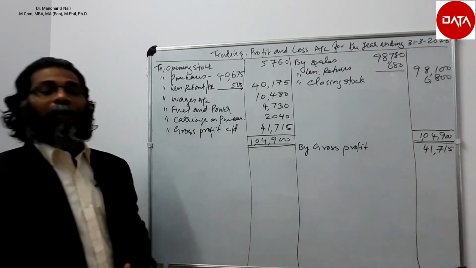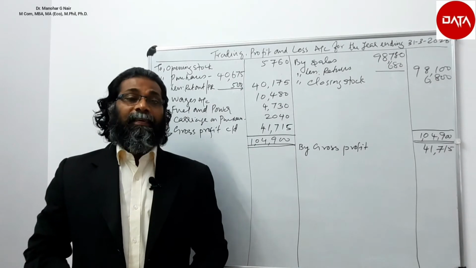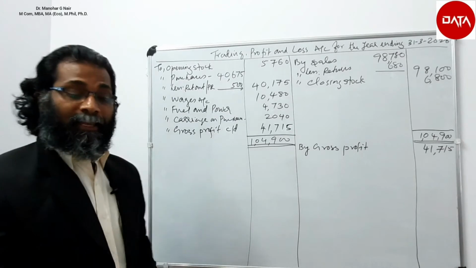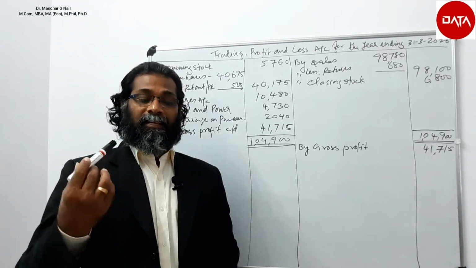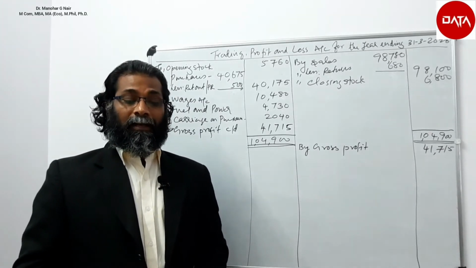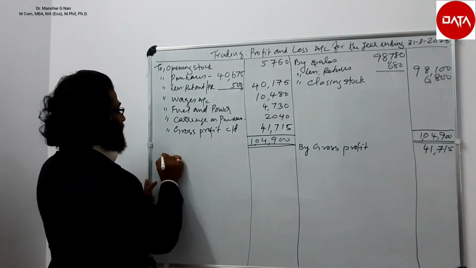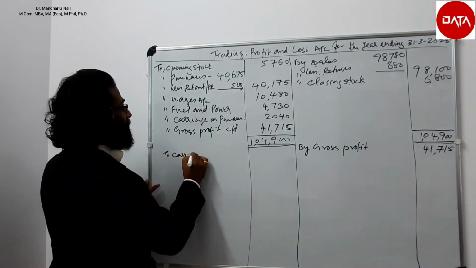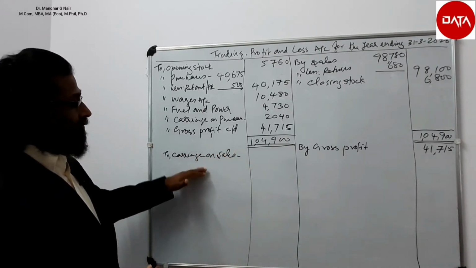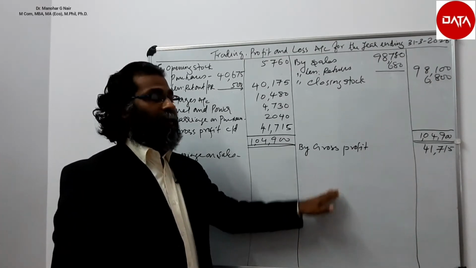Now again go back to the trial balance, start from the first item, and see which items would appear in the profit and loss account. So again, cash in hand, cash at bank, purchases, sales, return inwards, return outwards, wages, fuel and power, carriage on sales. Yes, it is an indirect expense. So, to carriage on sales. In the profit and loss account, we will be writing all indirect expenses on the debit side and all indirect income on the credit side.